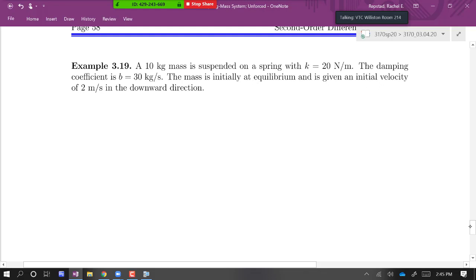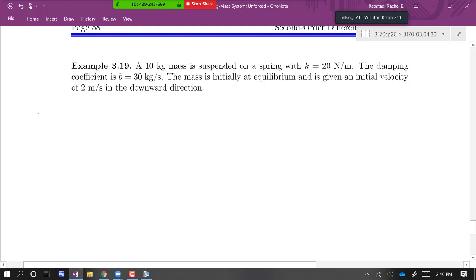All right, well, let's do one more. This time we have a 10 kilogram mass suspended on a spring. They give us a spring constant of 20 newtons per meter. The damping coefficient is 30 kilograms per second. The mass is initially at equilibrium and given an initial velocity of 2 meters per second in the downward direction.